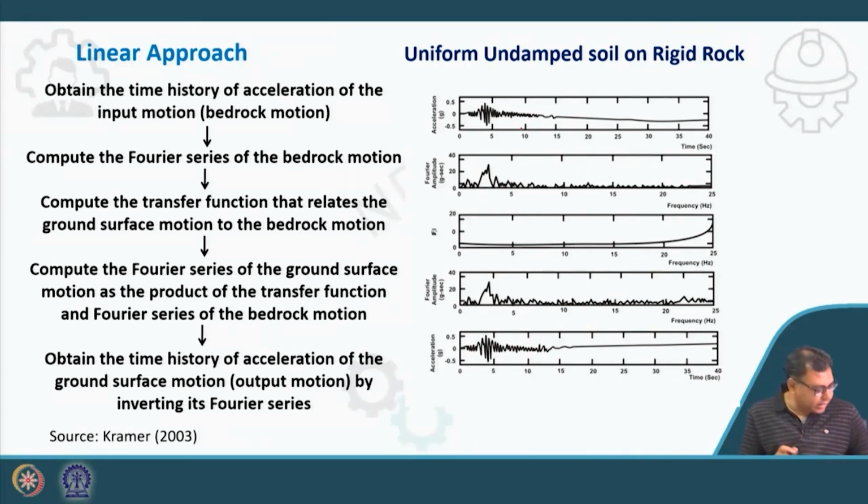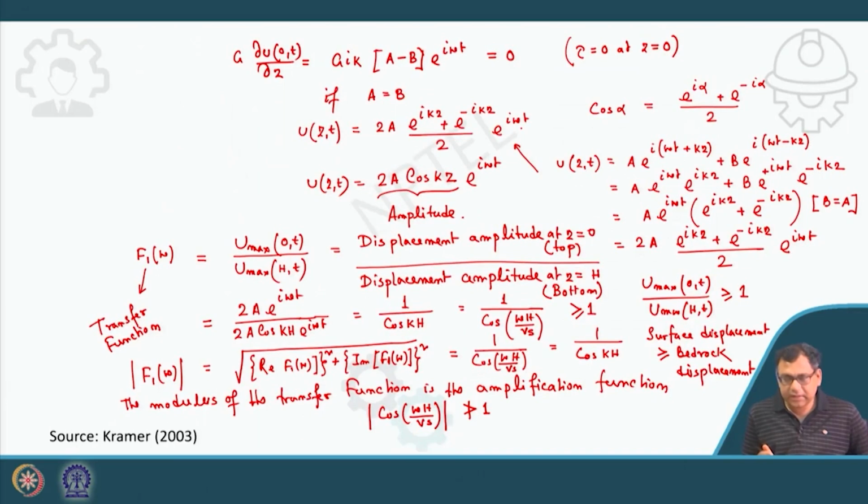And I have already discussed that I can get the shear stress and shear strain at any point along the depth at any time, provided I know the G value, and here the G value is G max because it is the linear approach. Okay. So, as I mentioned, I will discuss two cases. First, I discussed the uniform undamped soil on rigid rock.